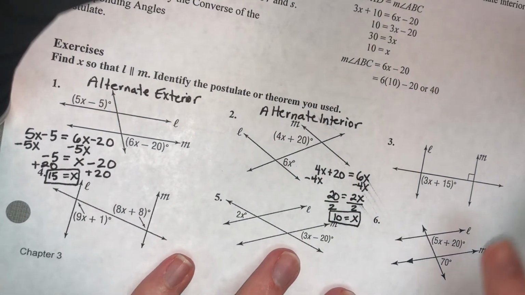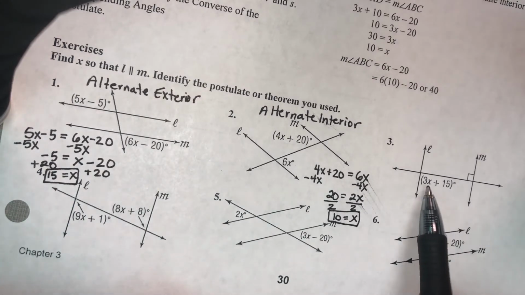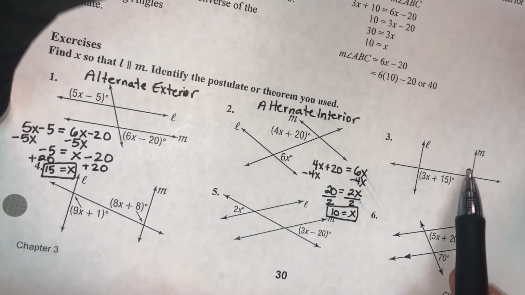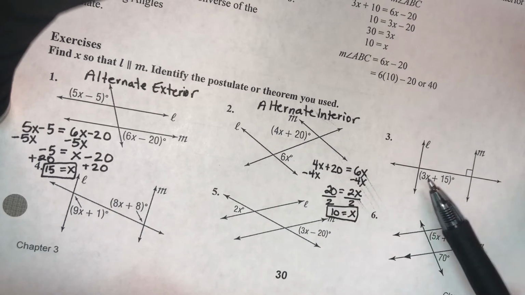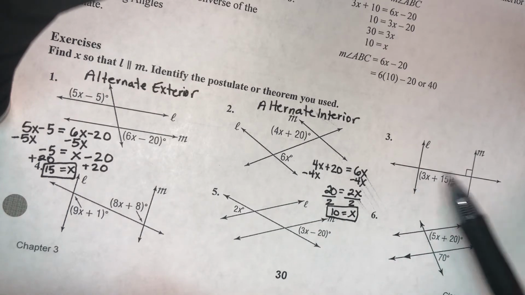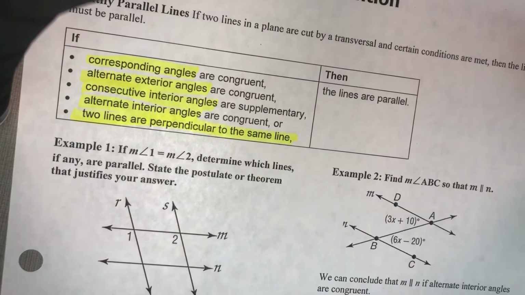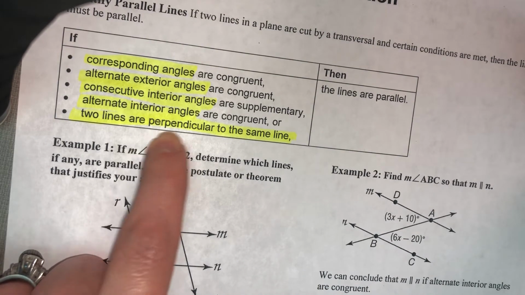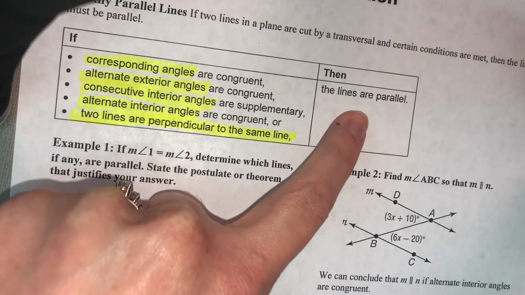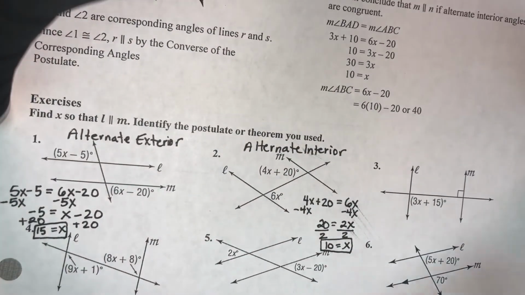All right, number 3. There's a couple of different ways you could approach number 3. We have a 3x plus 15 here and the little right angle 90-degree mark box here. So you could think of these like you did number 2. Alternate interior angles need to be congruent. Or you could also use the bottom one here where it says if two lines are perpendicular to the same line, then the lines are parallel. So I'm going to use that one just so we can have some variety here.